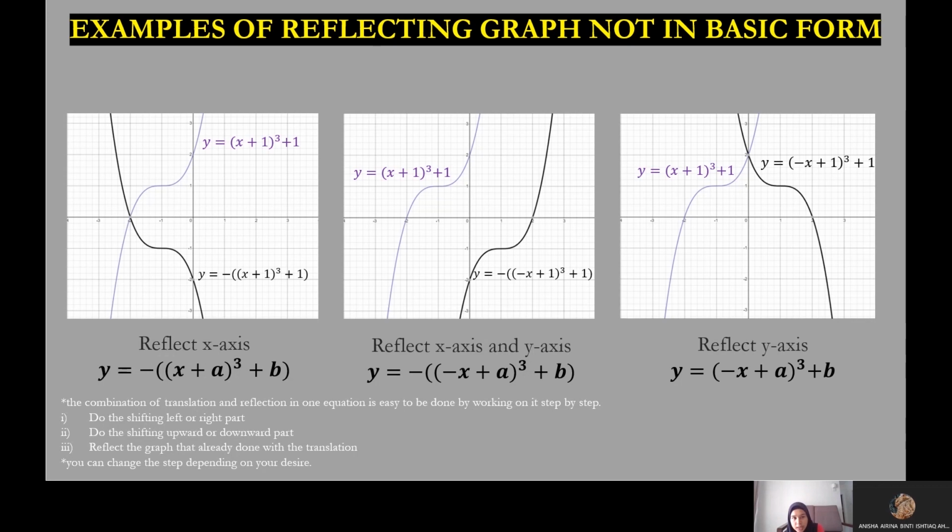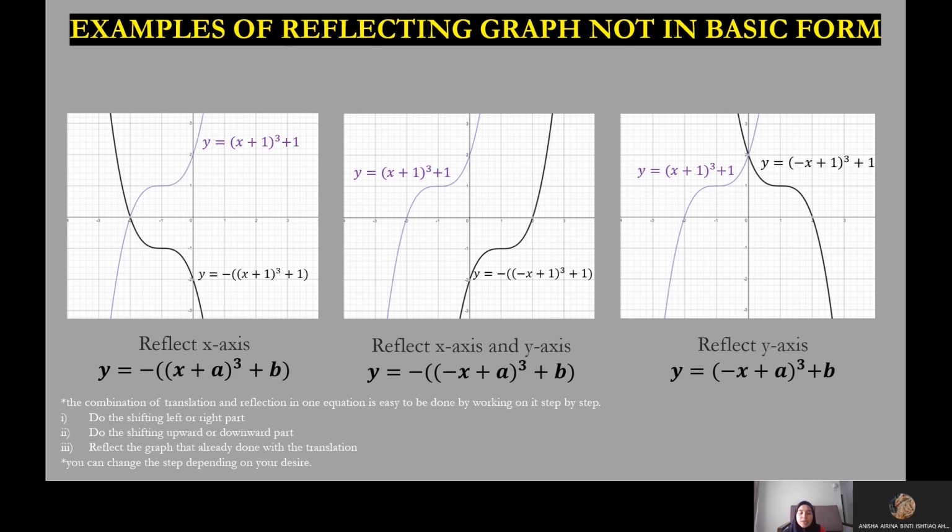Here we have the purple one. This graph has already been translated upward and also to the left. After we reflect it through the x-axis, because the negative sign is for the whole equation, we will get the black one. And here we have the same purple graph, and when we reflect it through the y-axis, because the negative sign is at x, we will get the black one.